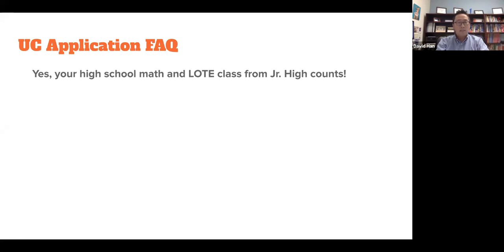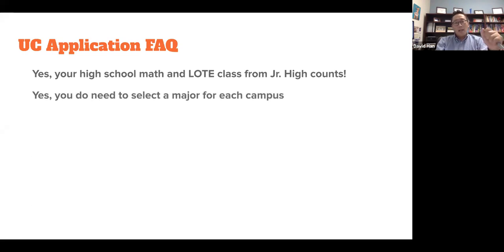So make sure you include that on your application, okay? And you do need to select a major for each campus. Even if you select undeclared or undecided, you do need to select a major for each UC campus that you apply to, okay? And you could add multiple high schools.